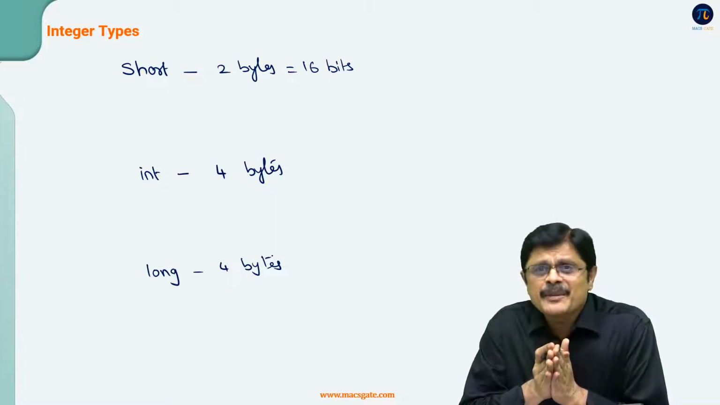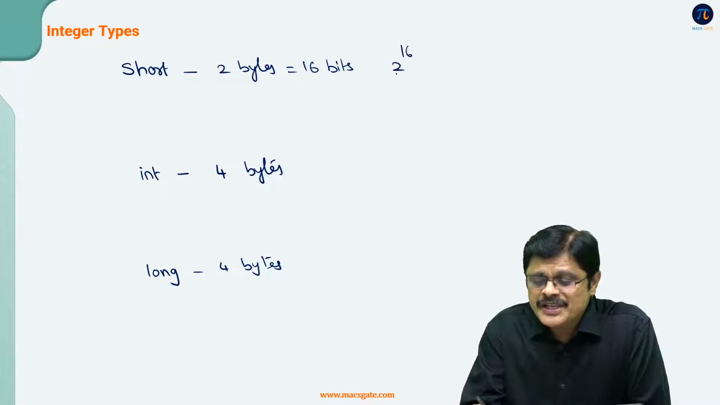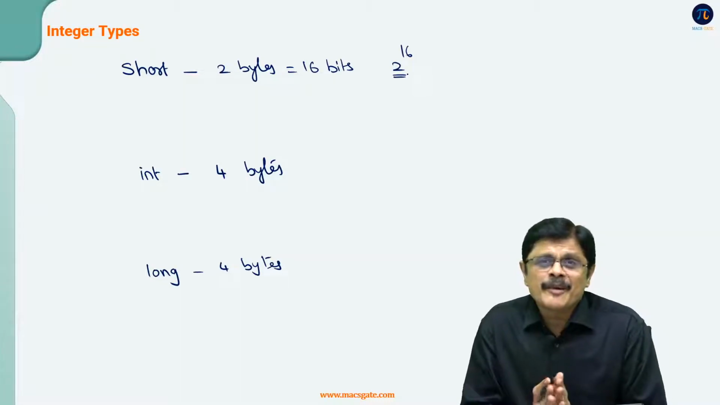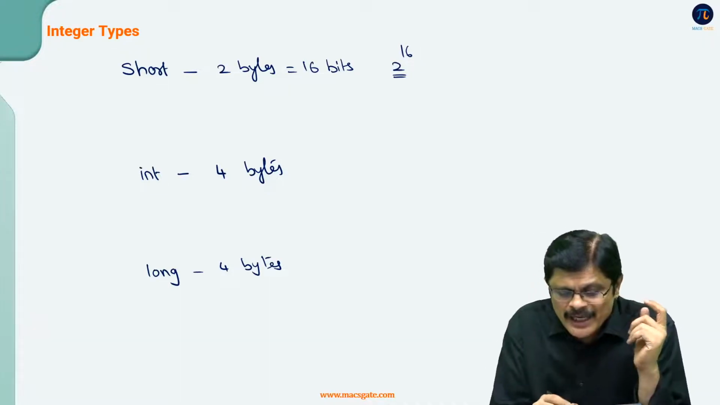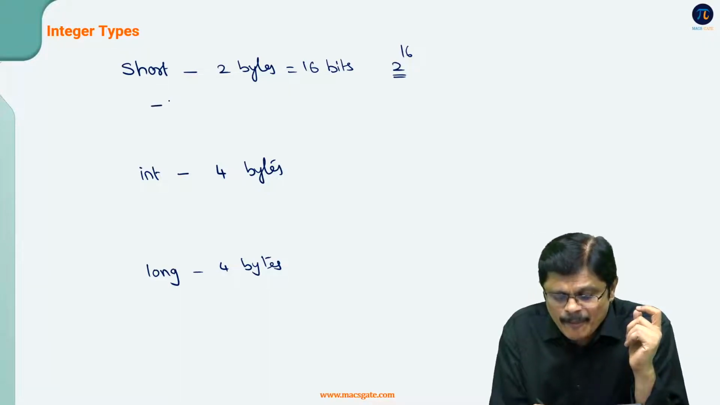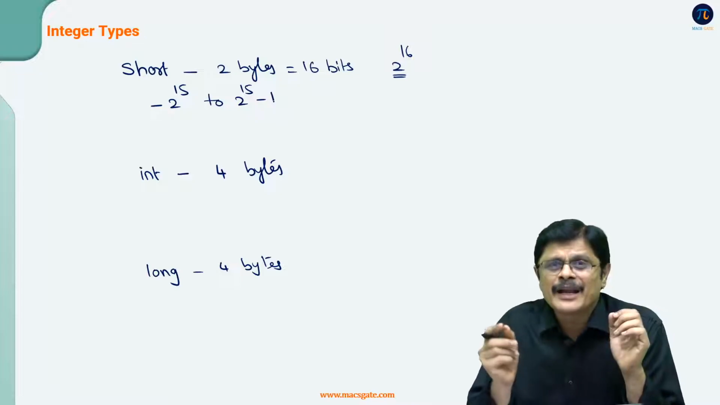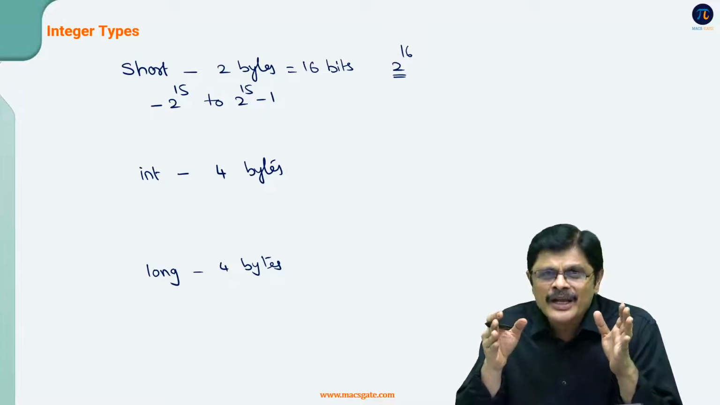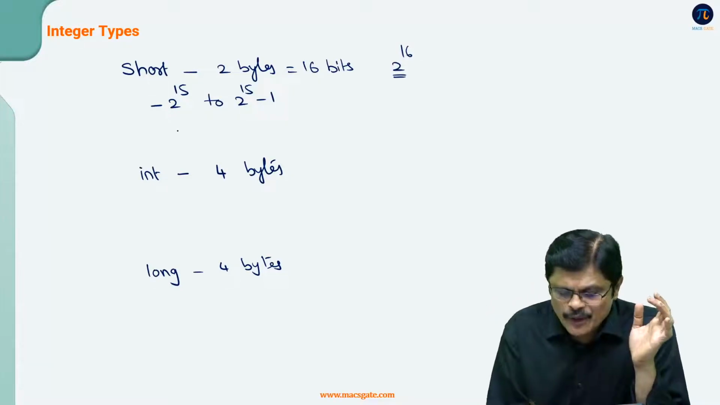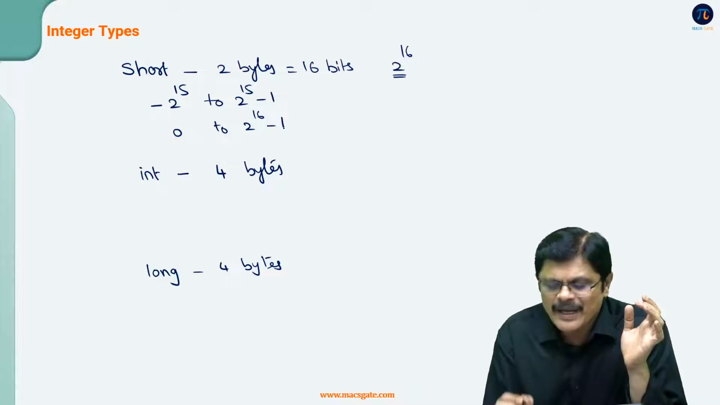Now, 16 bits means you can encode 2 power 16 numbers, but if you go from negative to positive, because 0 is in between, the range is from minus 2 power 15 to plus 2 power 15 minus 1, one number less because 0 is included. But if you are considering only non-negative integers, you go from 0 to 2 power 16 minus 1.